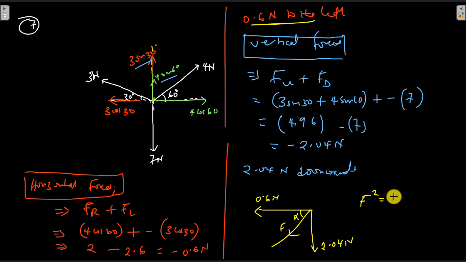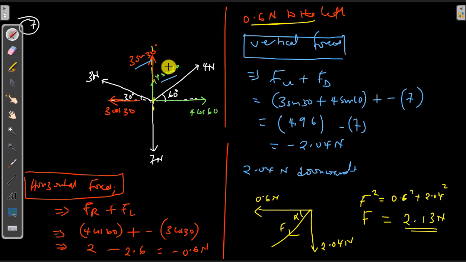So F squared equals 0.6 squared plus 2.04 squared, and under square root. I'm not sure how correct my answers are because I'm doing this so fast. I guess that's 2.13 newtons. That's our resultant force. We can go ahead and find the direction.